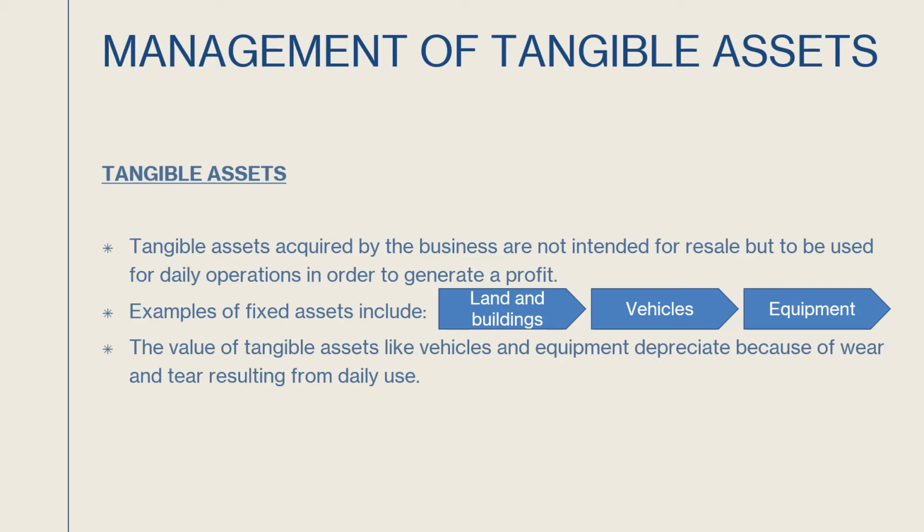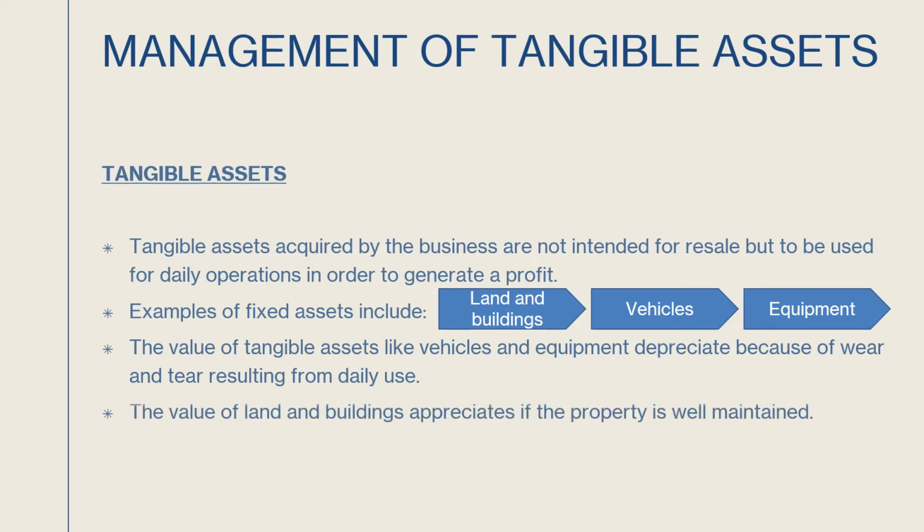Because we are using them on a daily basis, they are not going to keep their value over a long period of time. So when we purchase things like vehicles and equipment, we have to make provision for the fact that the value of these assets can decrease over time as a result of wear and tear.